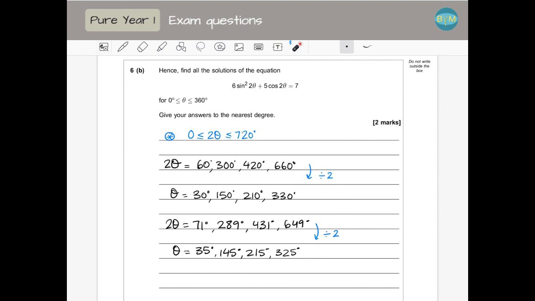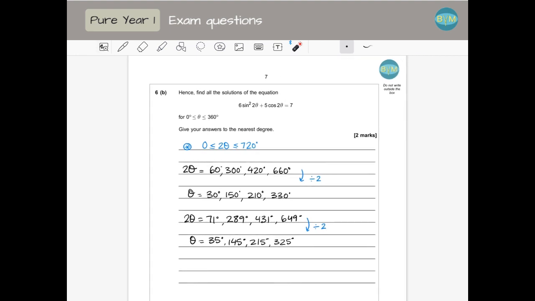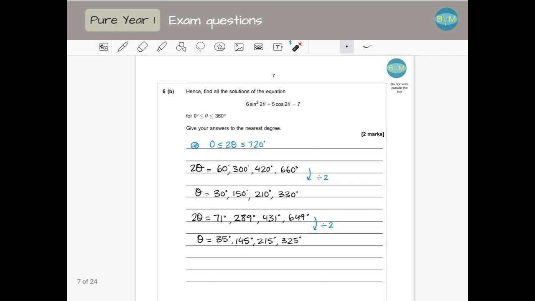And that's it. That's how we find the solutions to the same equation, but when the angle is 2 theta. We first transform the interval, we add all the solutions that we can add because our interval is larger, and then at the end we divide by 2 to get theta. And that's all with this exam question.